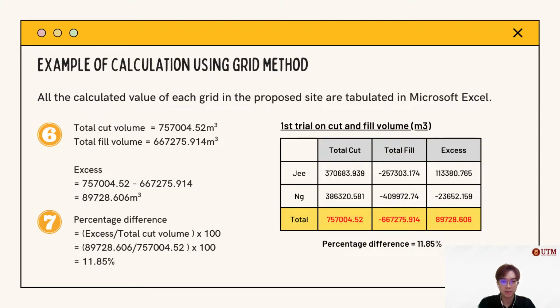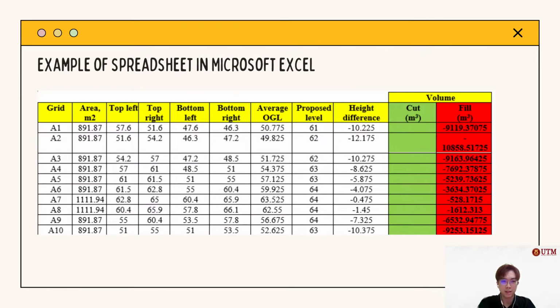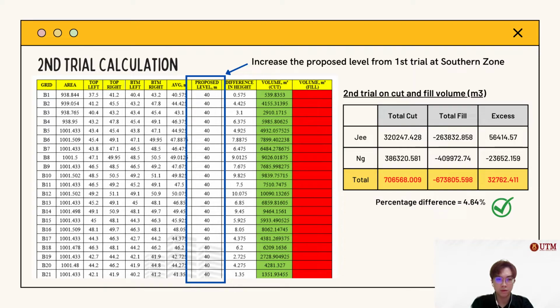After we repeat the same steps for all the grids, we can get the total cut volume and total fill volume. The percentage difference is calculated and 11.85% is the result. This is an example of how we do the spreadsheet in Microsoft Excel. From the first trial, the percentage difference of 11.85% is actually slightly high. So we have to carry out a second trial by increasing the proposed level from the first trial at Southern Zone. Therefore, the percentage difference is 4.84%. By inspection, it has a significant reduction in the percentage difference we get. So the second trial design is adequate.